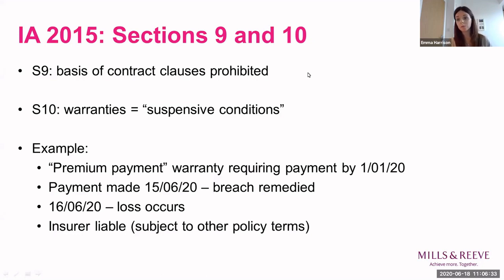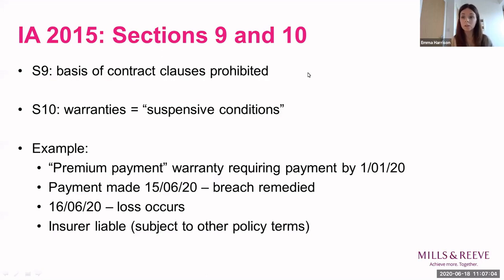Take a basic example. If a policy contains a premium payment warranty that requires, say, payment by the 1st of June, if payment isn't made by that date, then under the old law, the policy would have been void. But under Section 10, if payment's made late, so say on the 15th of June, that means the breach is remedied and the insurer goes back on cover from that date. So any losses that occur after the 15th of June do fall for cover again, subject of course to any other policy terms and conditions.